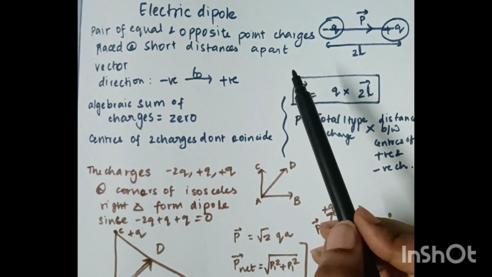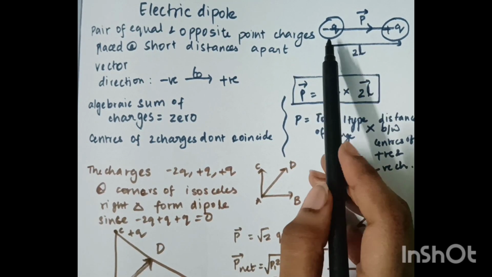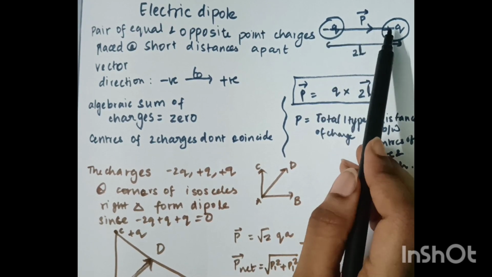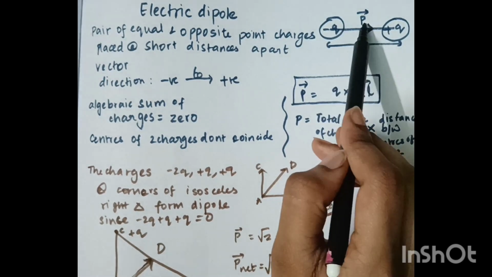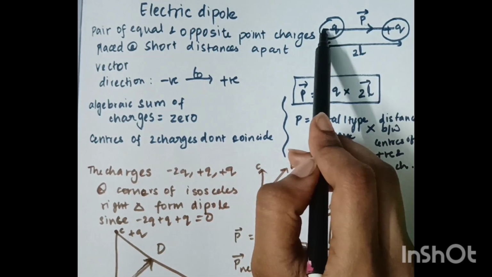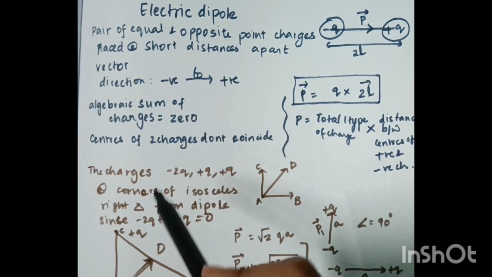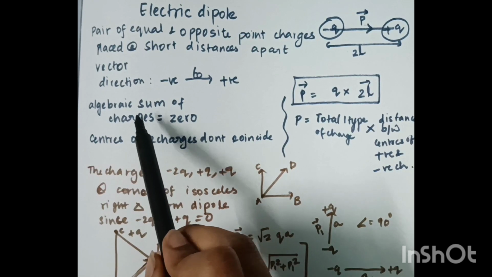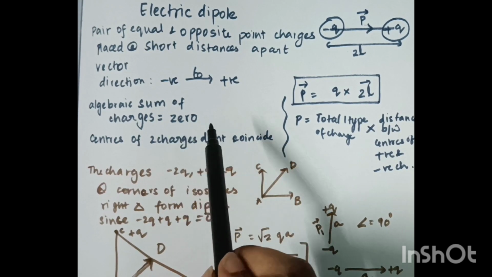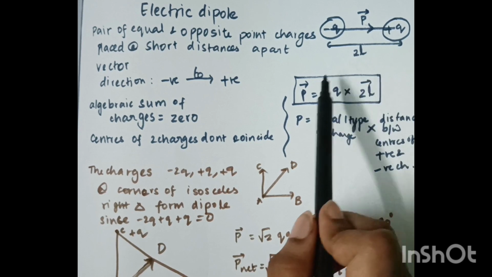And what is the direction of the dipole? Please remember, its direction is from the negative charge to the positive charge. So here it is in this direction, towards the right side. It is a vector because it has direction. And one more condition is that the algebraic sum of the charges should be 0. So plus q minus q equals 0.